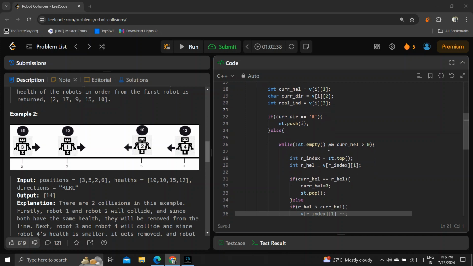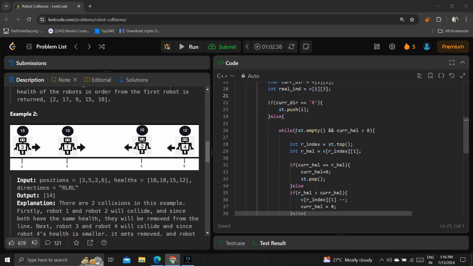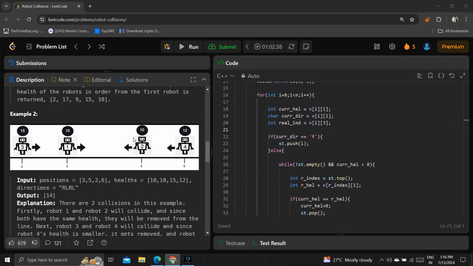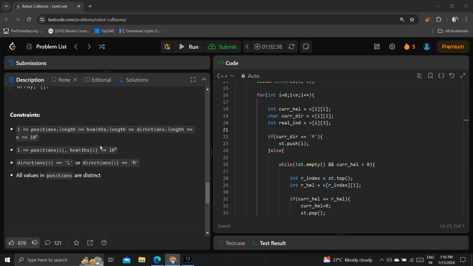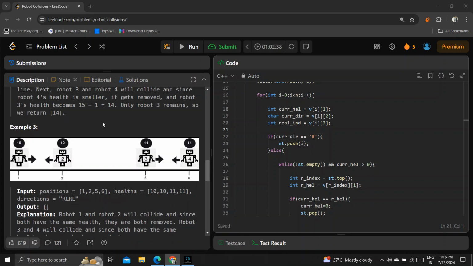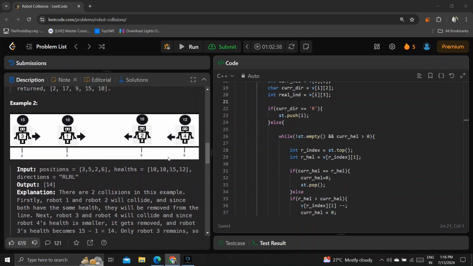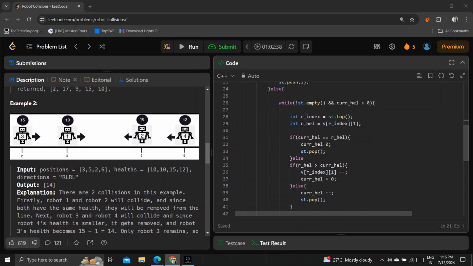So we will be moving into the else part. Is our stack empty? No, these two robots are already there. And is our current health greater than 0? Yes, because it has the health of this particular robot, and in the condition it is given that the position and the health are greater than or equal to 1. So it's definitely greater than 0. Okay. So we will come into this particular loop.